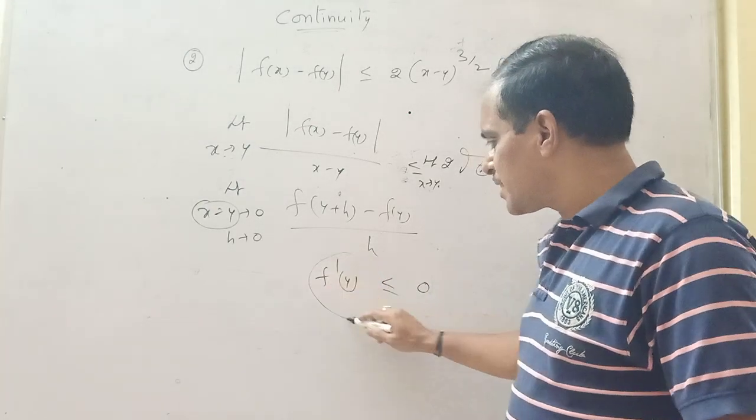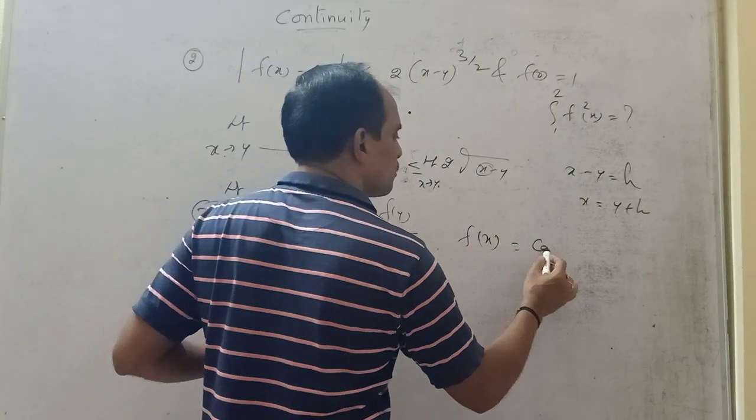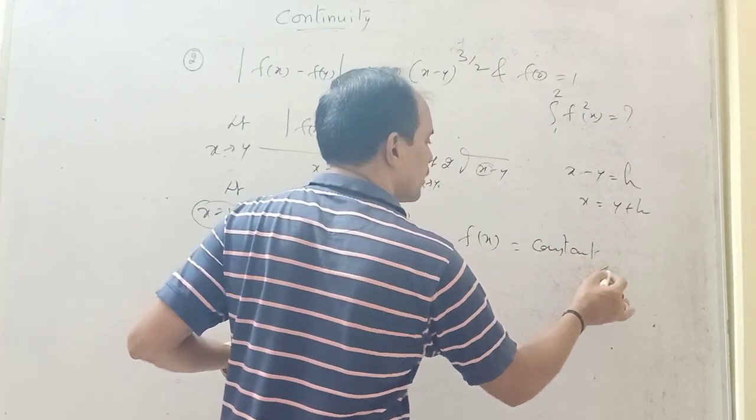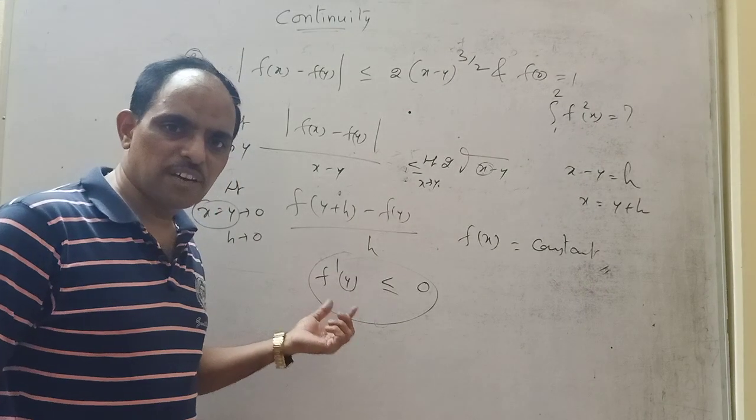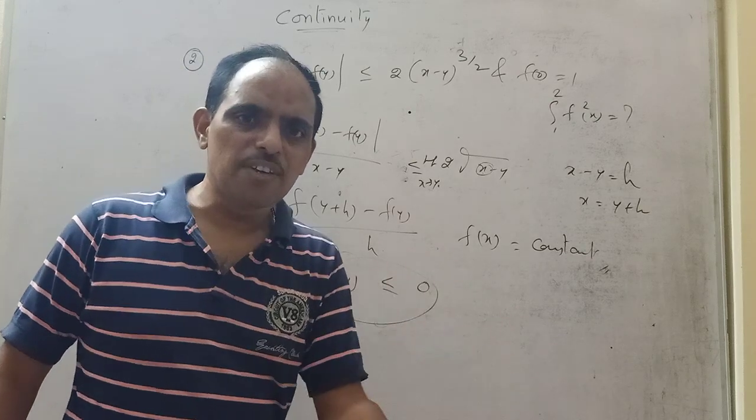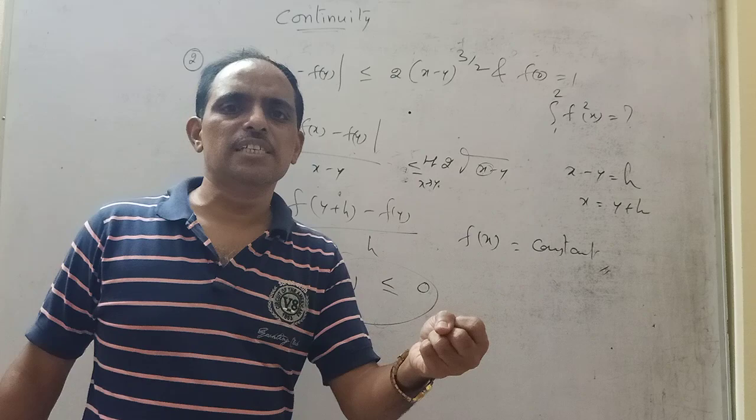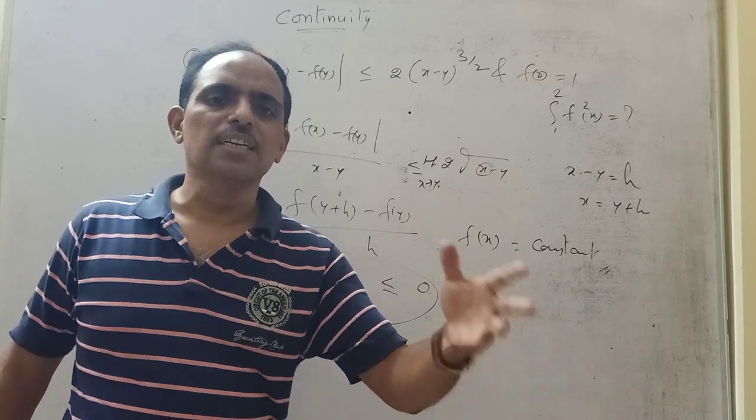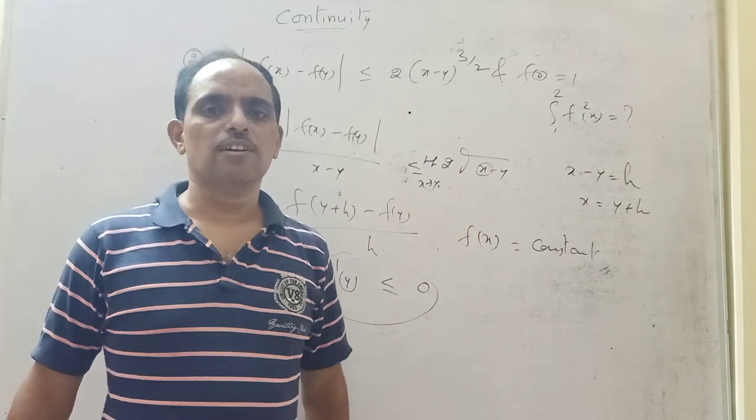So we can say that f of x is a constant function. We can say that f of x is a constant because, what is meant by f dash y? Differentiation of the function is 0. 0 means it's a value, just a constant. Whenever the differentiation value becomes a constant, that means the function should be a constant function. So f of x is a constant function.